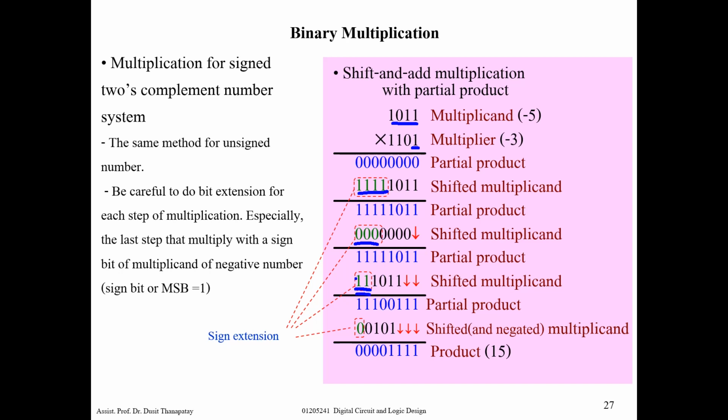Okay, and especially you must be careful with the last one. When you multiply by this last digit, the sign bit, don't forget to negate this bit, and then do the addition. You obtain the final result. You can do it the same way as number multiplication, just be careful about the sign bit only.